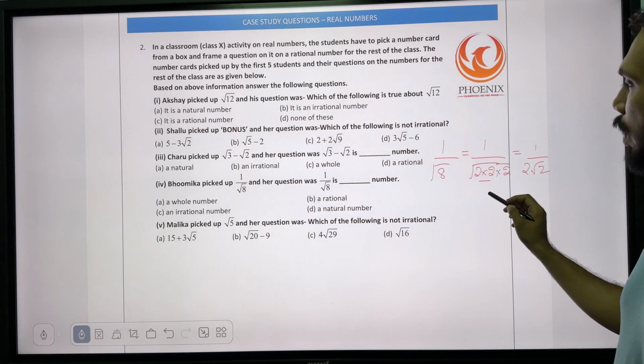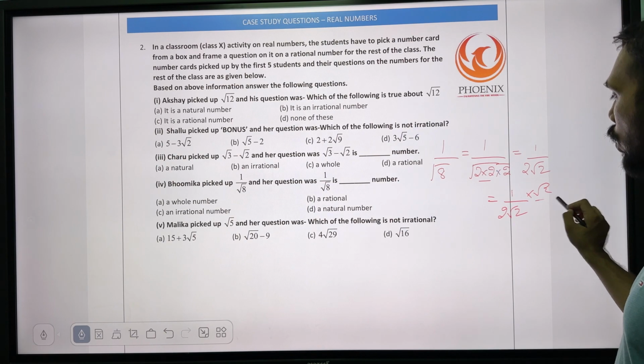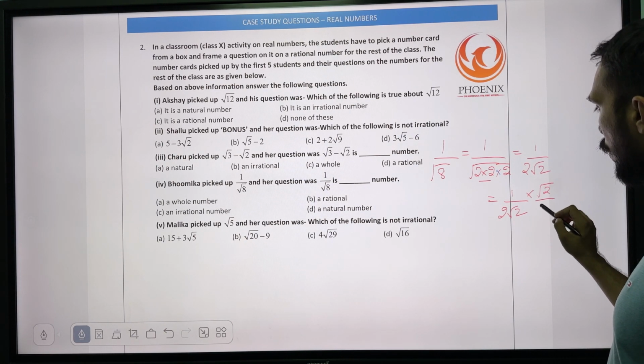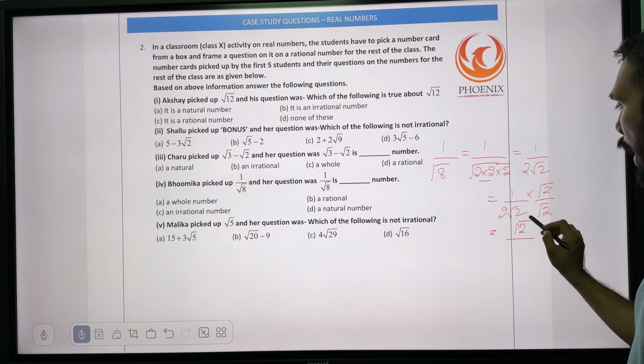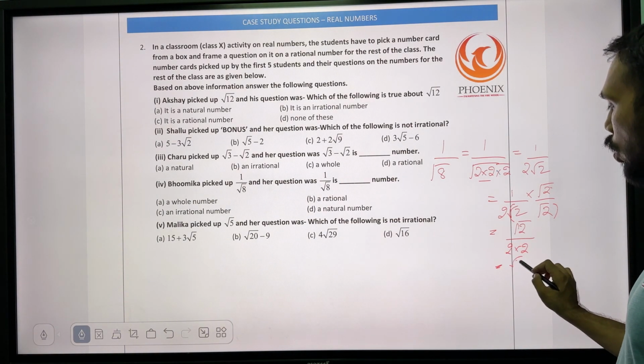If you want to rationalize this, you can rationalize this. So uske liye kya karenge? You have to multiply this with root 2 and root 2. So this becomes root 2 in the numerator and this pair will become 2 times 2. So obviously I am getting root 2 by 4.